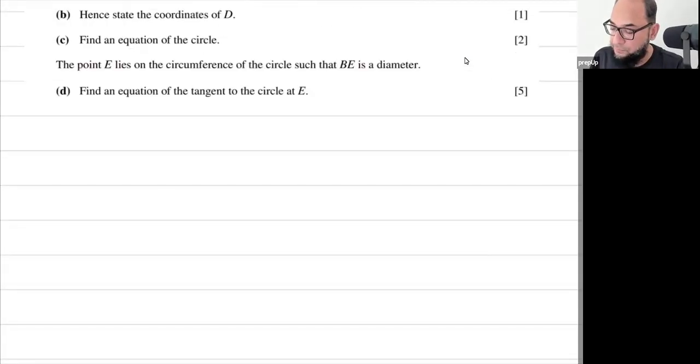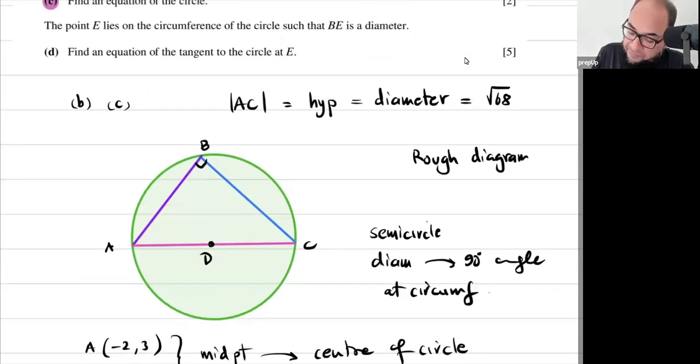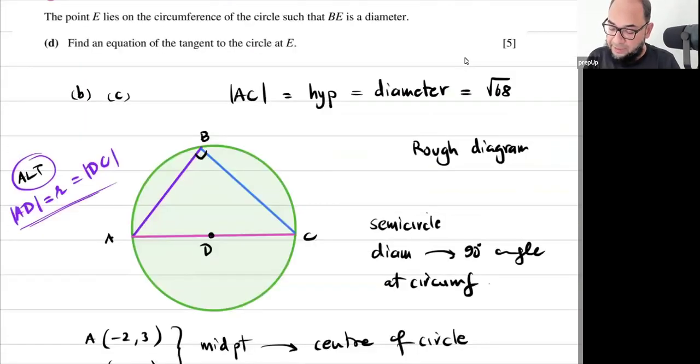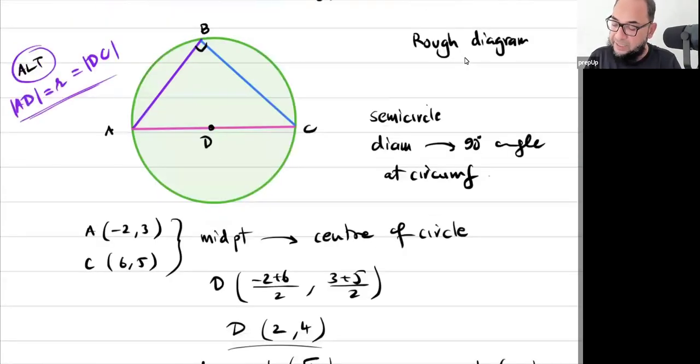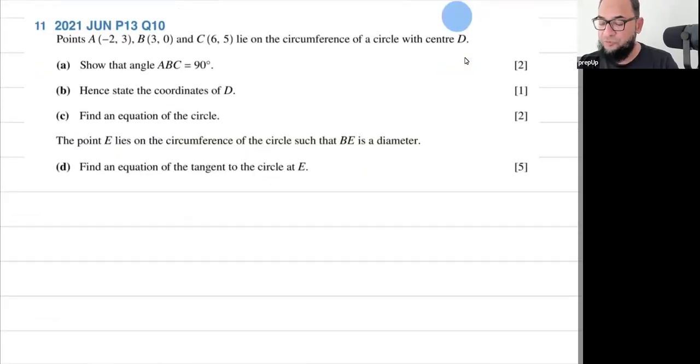All good, all clear. Now, someone can also do this. Let me write it as an alternative. Alternatively, I can write that AD, that is the radius, is also equal to DC. So if you want, I could have calculated it this way also. So now this is done. This is part C. This one technically is part B. All good, all clear. Let's move to the last part.